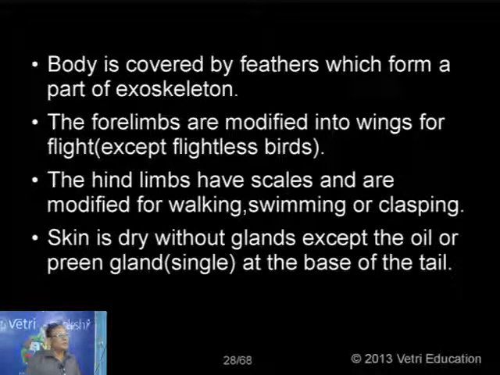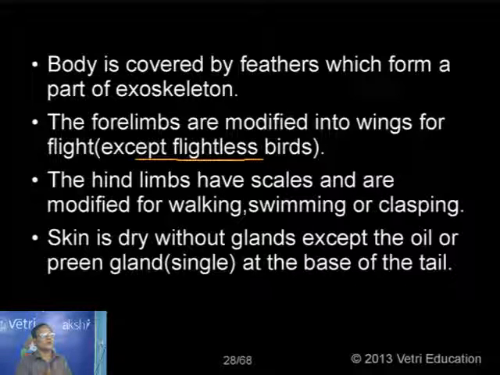Now, as a general rule, the birds, you know, have feathers. The feathers are nothing but exoskeleton, and they are used for flight. About the forelimbs, you know the birds' aerial adaptation: the forelimbs get modified into wings for flight. Except in the case of flightless birds like penguin, ostrich, emu, tinamou, and kiwi, which we'll see later. The flightless birds, though they have wings, cannot fly because of overweight, because the flight muscles are well developed, not for flight, but rich in weight.